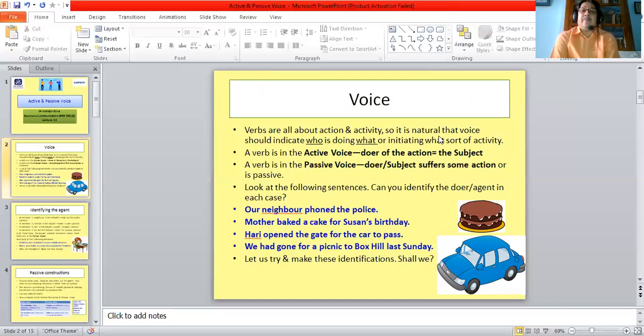We had gone for a picnic to Box Hill last Sunday. Again here the action is that of going on a picnic to Box Hill. Now, let us try and make these identifications as to who is initiating what kind of action in each of these four cases. Let us see.